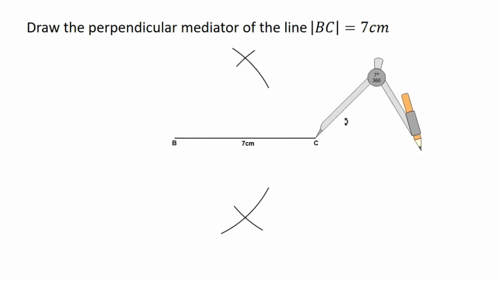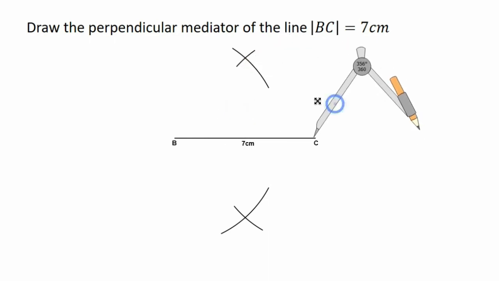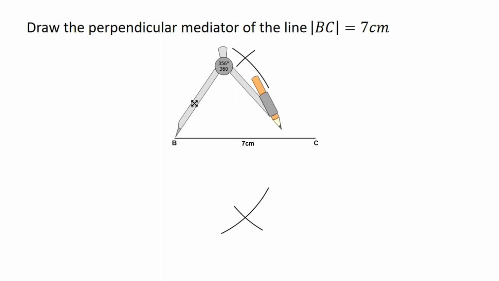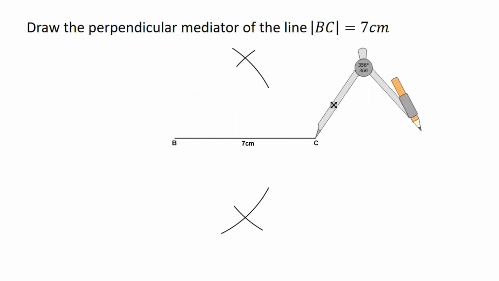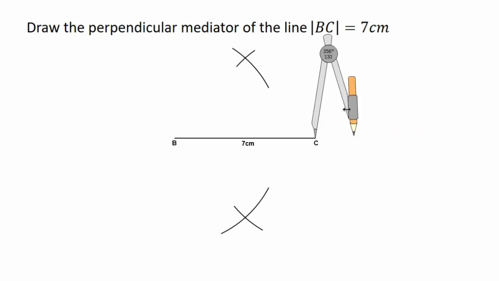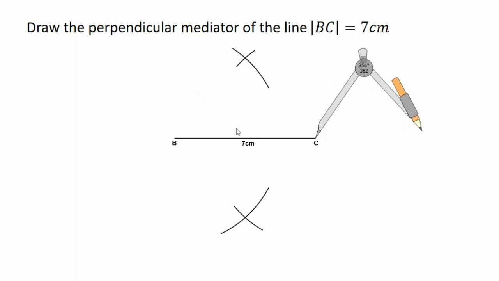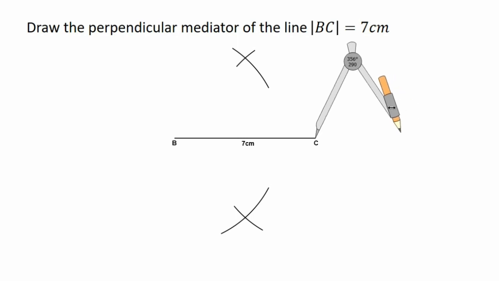As you have here. So as I said, after using the needle of the compass at point B, when you are transferring the needle to point C, you don't have to close or open the compass. You have to use the same radius you used at point B at point C.